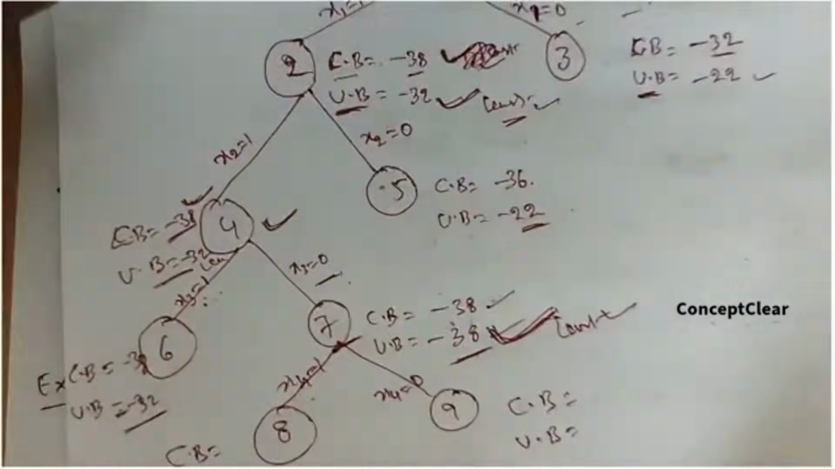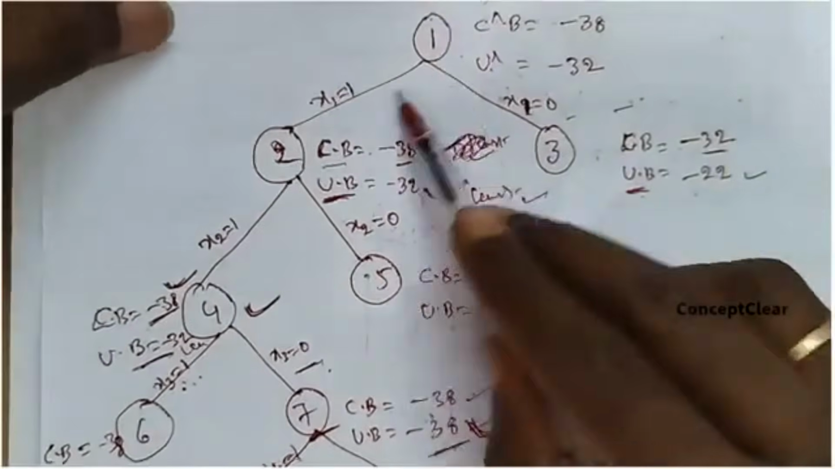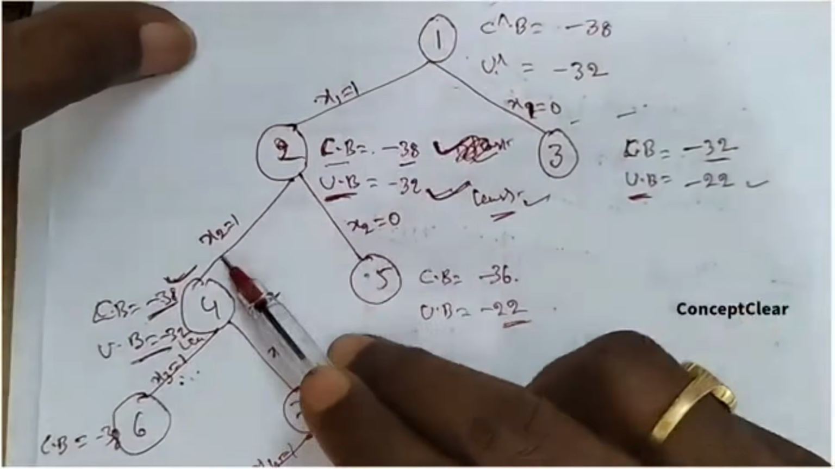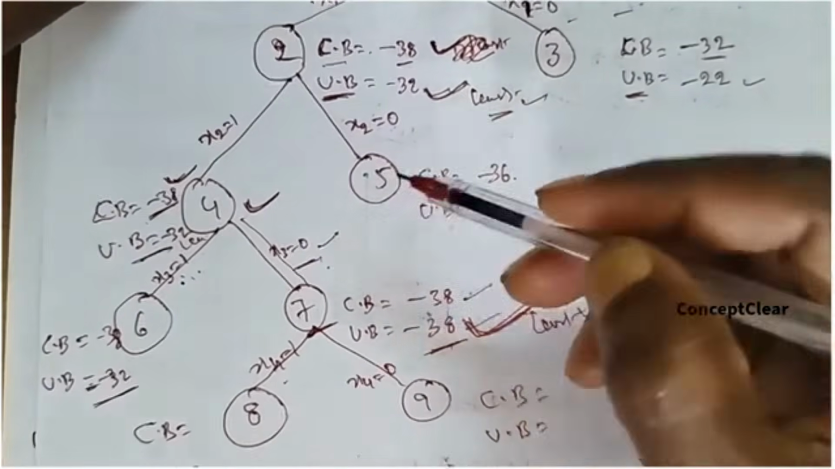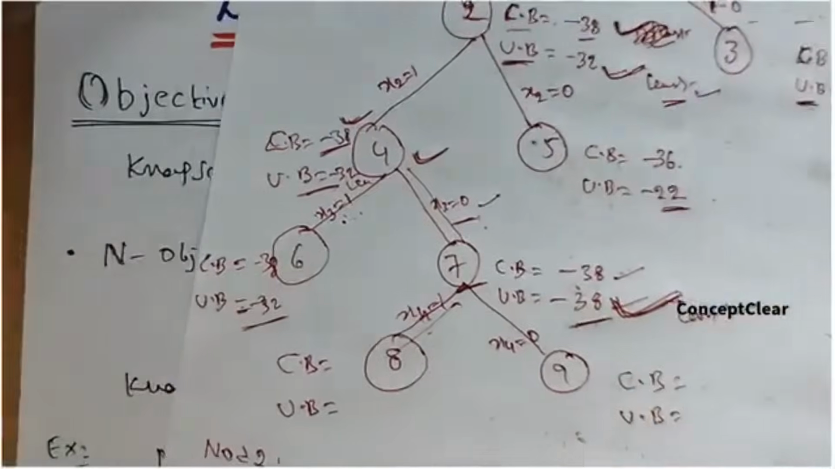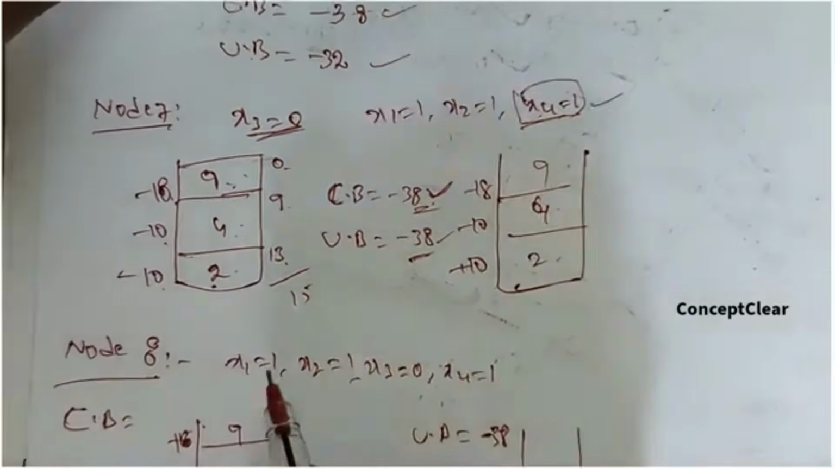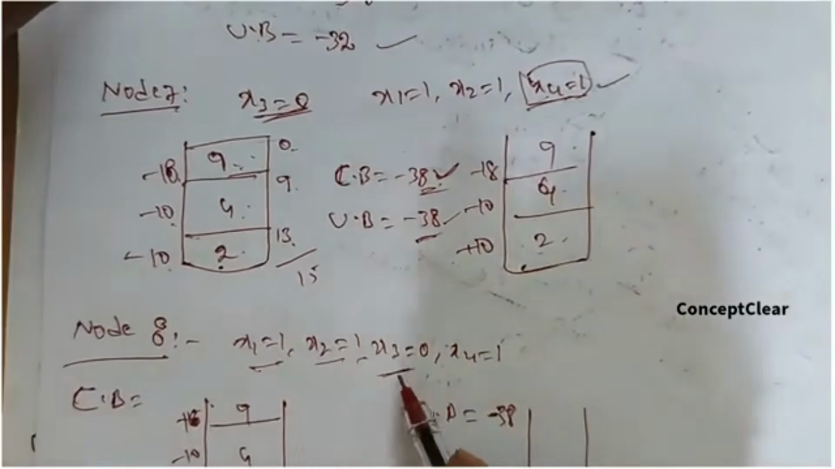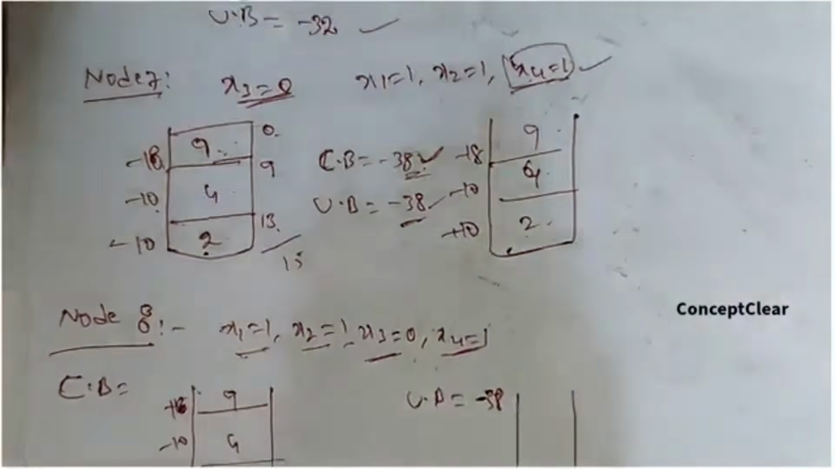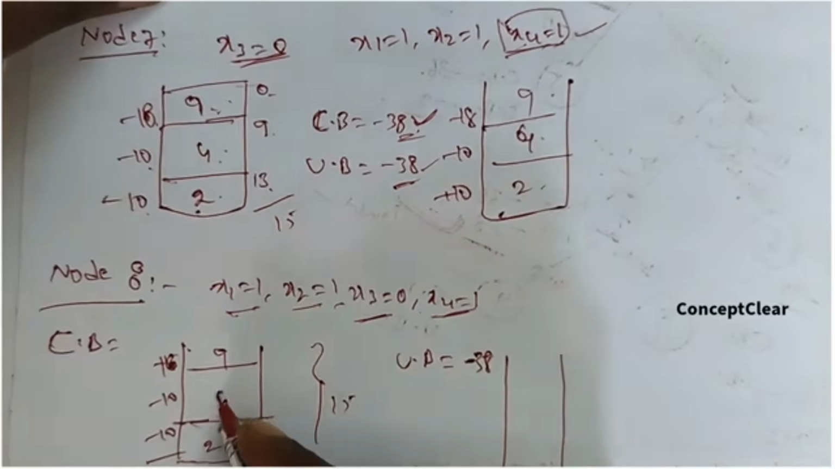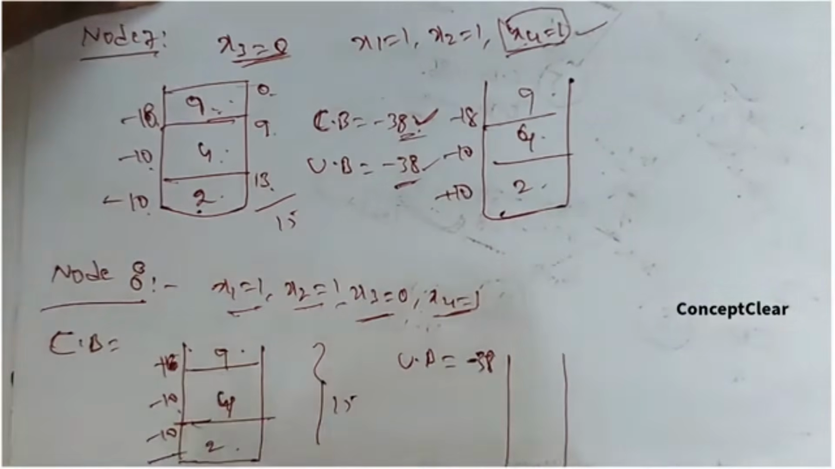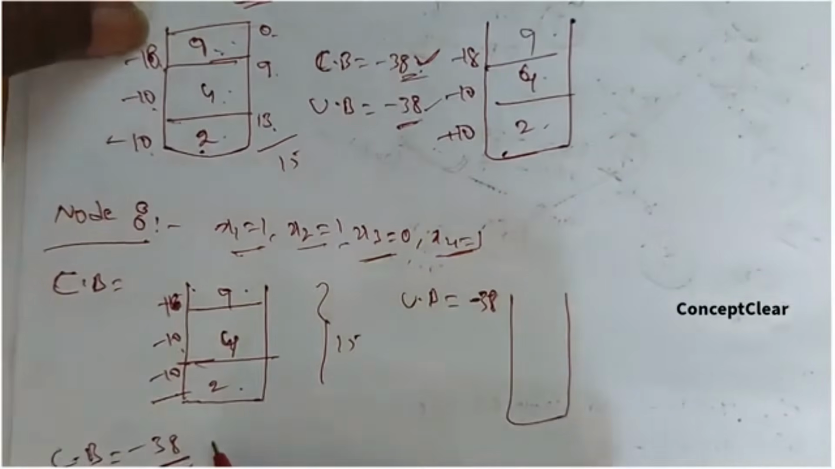Okay, see here. x1 equals 1 is considered, x2 equals 1 is considered. Here x3 equals 0, so 3 is not considered. x4 equals 1 has to be considered. So for 8: x1 equals 1, x2 equals 1, x3 equals 0, x4 equals 1. We are considering total capacity 15. First object 2, second object 4, third object is 9, so total is 15. So the cost is minus 10, minus 10, minus 18. The lower bound value is minus 38.